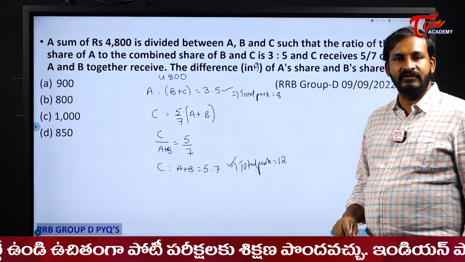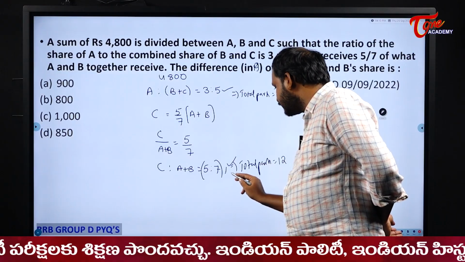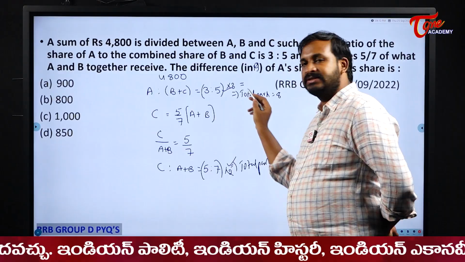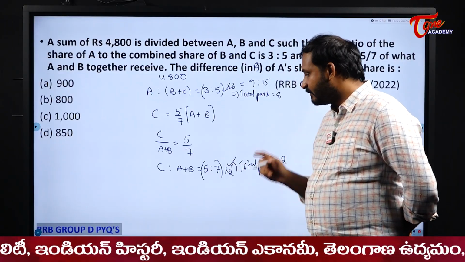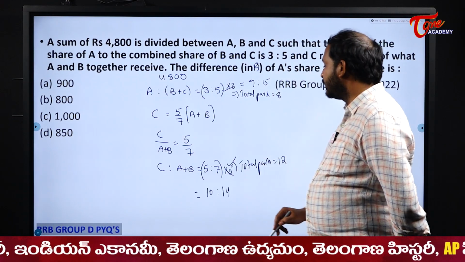What is the LCM of 8 and 12? 24. That is the reason I will multiply this one with 3 and this one with 2. When I multiply this one with 3, it will become what? 9 is to 15. When I multiply this one with 2, it will become what? 10 is to 14.